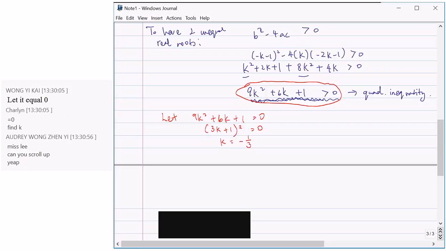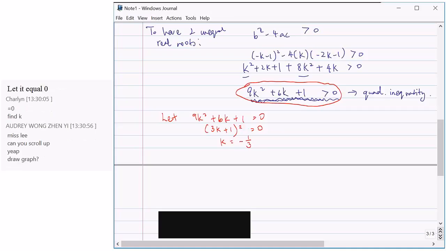Okay, so I have let 9k squared plus 6k plus 1 equals 0. I solve it as if it is an equation, even though it's not. I got k equals to minus 1/3. What is the next step? Draw the graph. Exactly, draw the graph. So let's draw the graph. This is my axis. There's only one intercept for k. So the k value is, sorry, over here, negative 1/3.